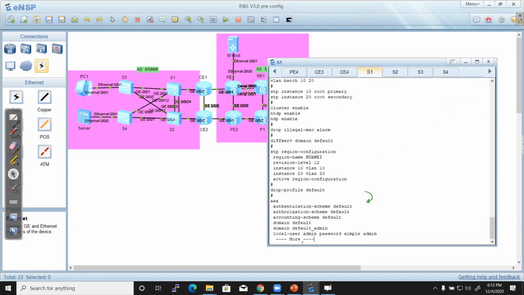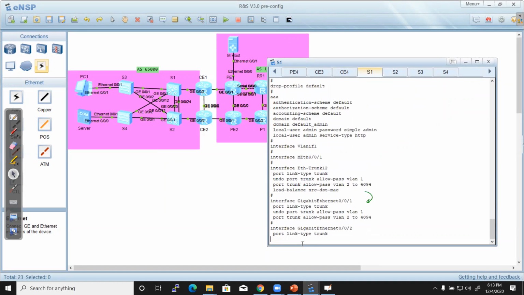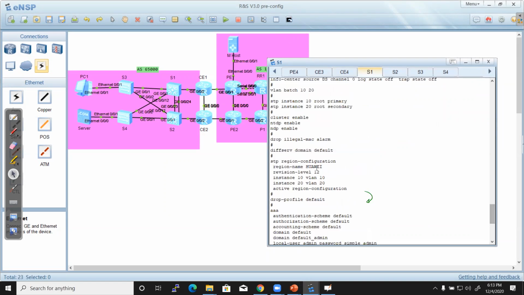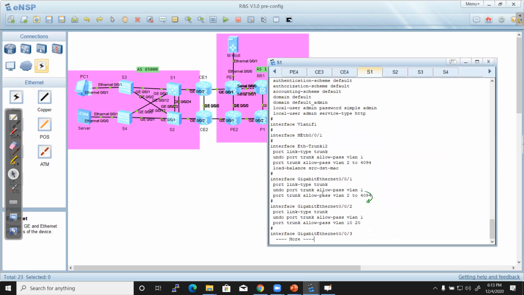So let me show you these commands. I have created an interface each trunk 12, port link type as trunk, and load balancing on the source MAC and destination MAC addresses. So we have done this. Also, you can see the same configuration of STP. STP regional configurations in Huawei, and regional level is 12, instance 10, and we have mapped with VLAN 10, and instance 20, we have mapped with VLAN 20, and the same configurations we have done over here.